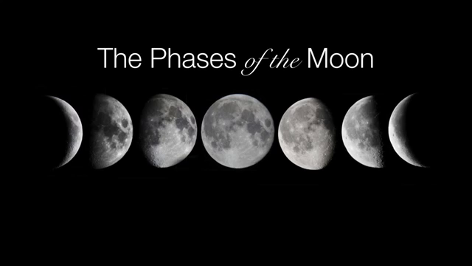Now, before we describe the phases of the moon, let's clarify one rather important point about the moon, and that is we always see the same side of the moon. It doesn't matter what phase it's in. If you look at the features on the moon's surface, we're always seeing the same near side of the moon.